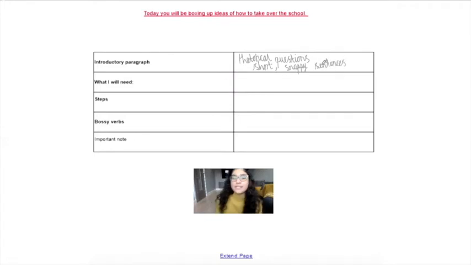So there are a couple of ideas about what I would include in my introductory paragraph. I won't write more than that because I do want you to think of some by yourself as well when you're doing the box up. The second section is what I will need.